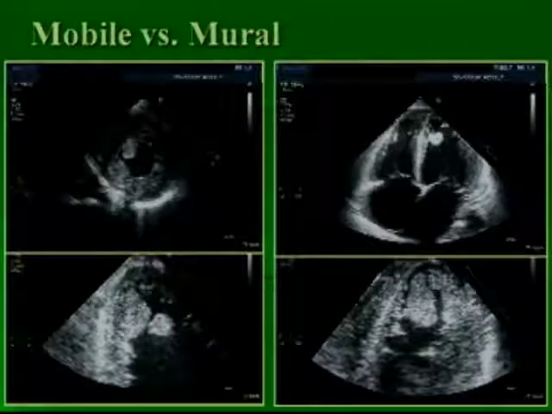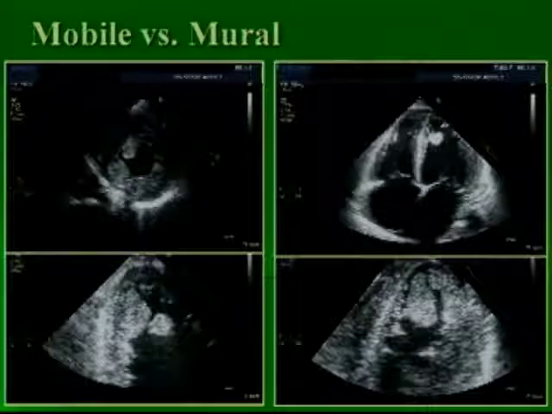Here's just some examples of mural versus pedunculated, and in this particular case, there's both in the same patient. In the upper left-hand corner, we have a short axis view here. You can see at about 10 or 11 o'clock, there's a mass that's protruding into the left ventricular cavity in the mid-axis view. Interestingly enough, it looks like this patient may have non-compaction. You can see a large area of non-compacted myocardium relative to the compacted myocardium.